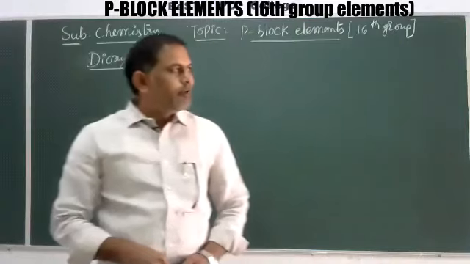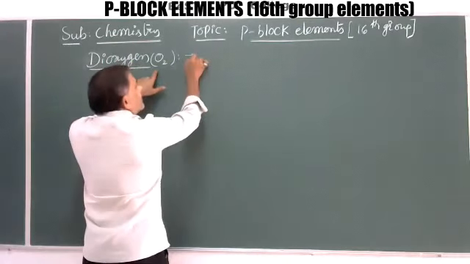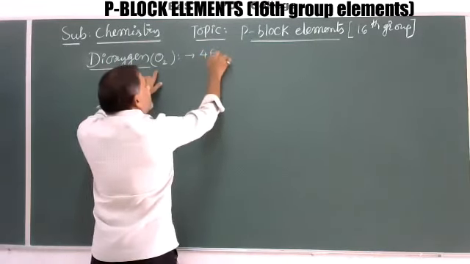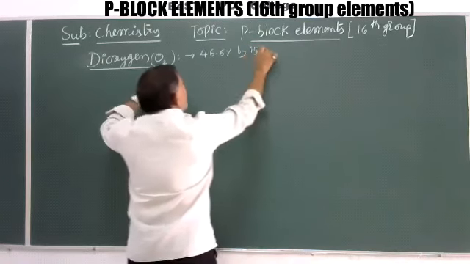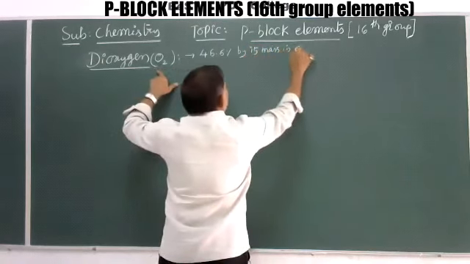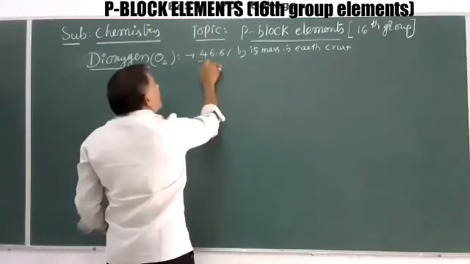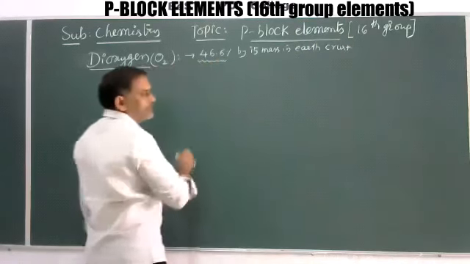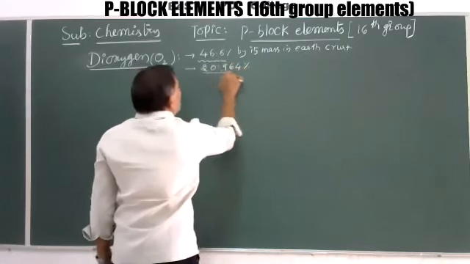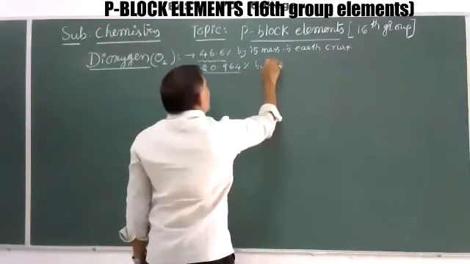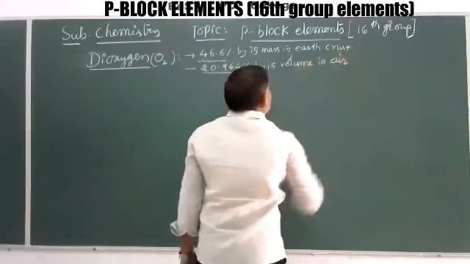We already know about dioxygen. Here, 46.6% is present by mass in the earth's crust, under the name of compounds, and 20.964% by volume is available in atmospheric air.